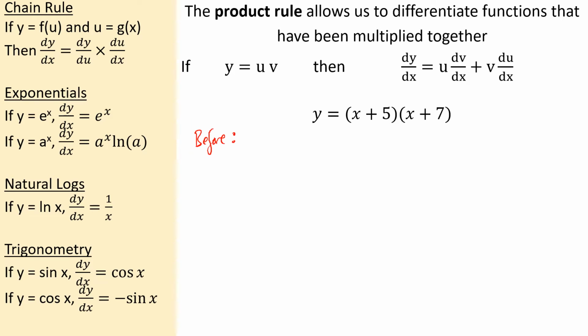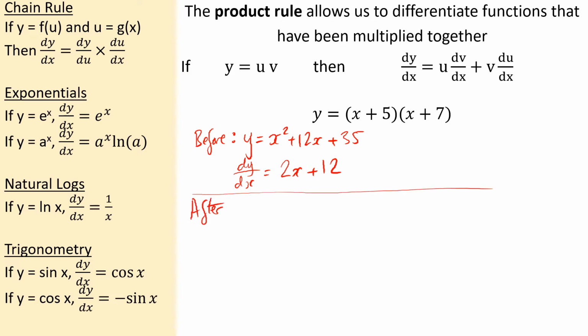So before, what we'd have to do with this is expand it out. So we could multiply out those brackets. We could get ourselves to x squared plus 12x plus 35. And then we could differentiate that just using the old multiply by the power and decrease the power. We could get 2x plus 12. So after, we want to use the product rule instead.